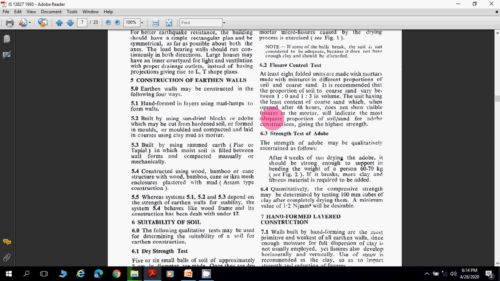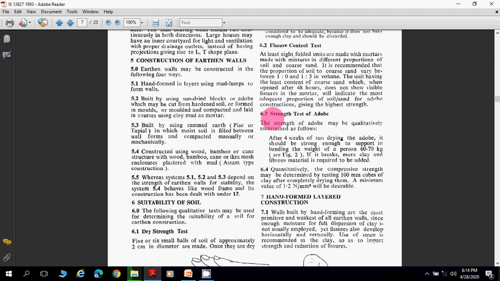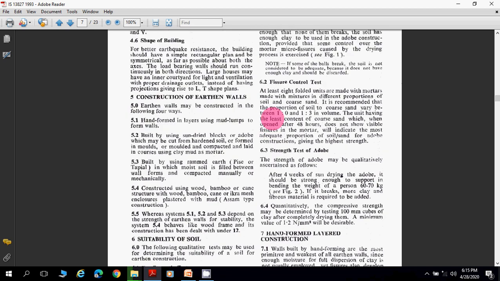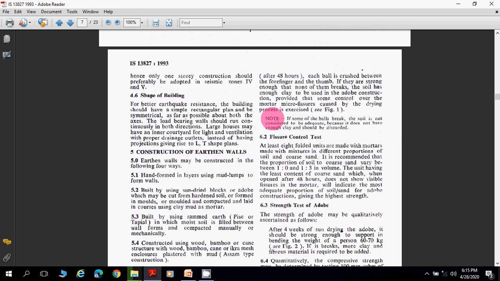How to choose the suitability of soil? What type of soil is suitable for the construction of such buildings? Two tests have to be performed to check the suitability of soil. One is the dry strength test, and the other is the fissure control test. In the dry strength test, 5 or 6 balls of 2 centimeter diameter have to be made, and then they are dried for 48 hours. After drying, the balls are to be crushed by fingers or thumbs.